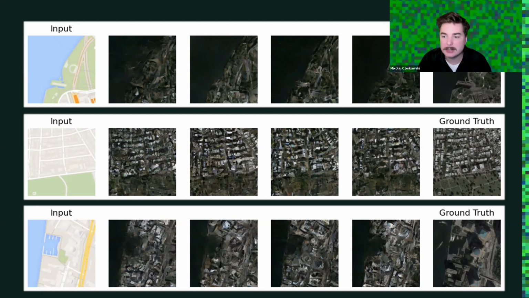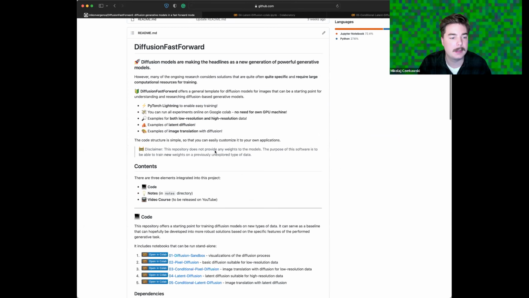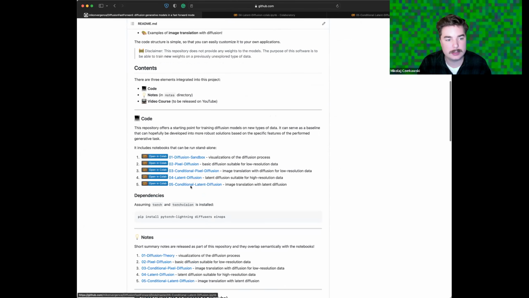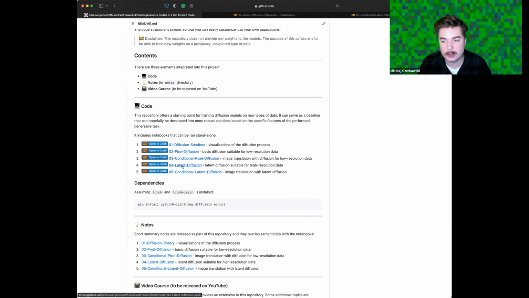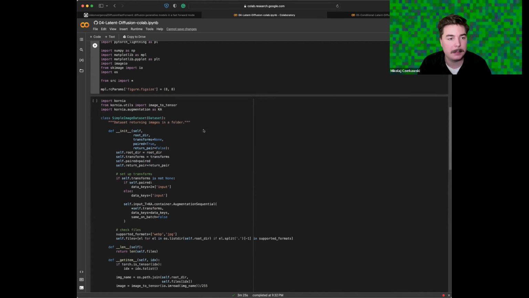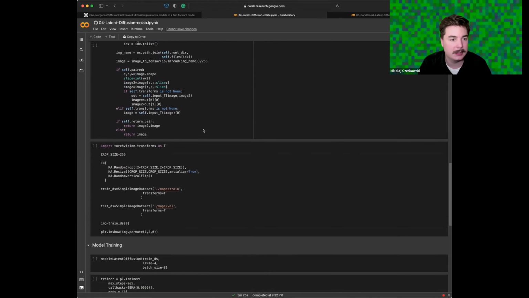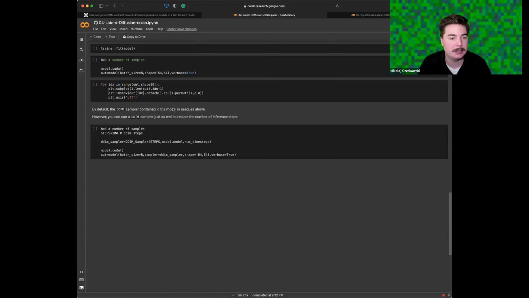So at this point, we can check out the latent diffusion notebooks. The latent diffusion notebooks are linked here. It's notebook 4 and notebook 5, and they correspond to unconditional and conditional latent diffusion. In this case, again, conditional is image-to-image translation mode. And everything else stays the same, really, apart from the fact that we will be using 256 by 256 images.